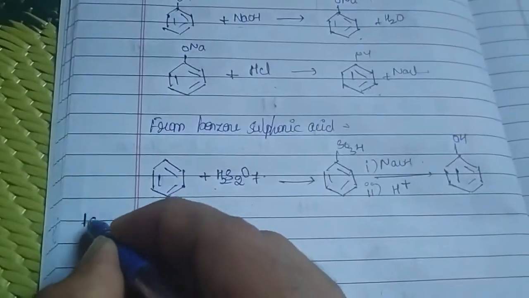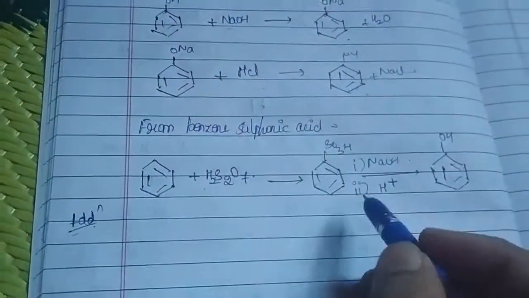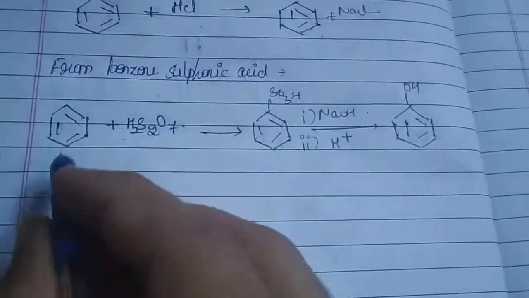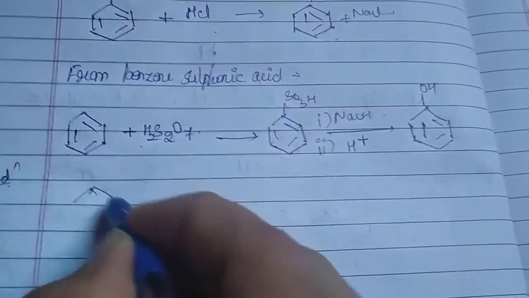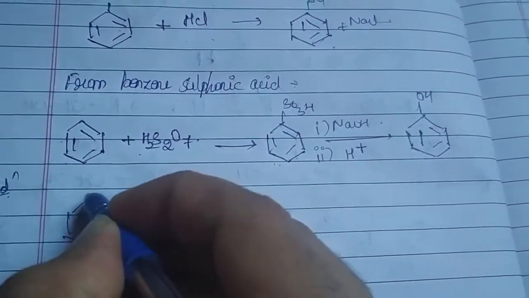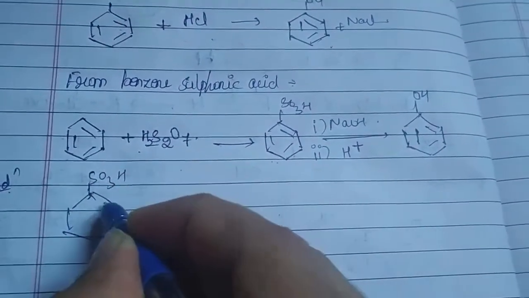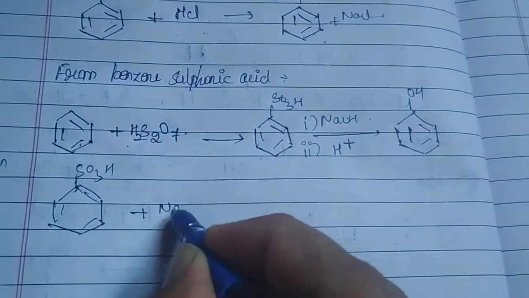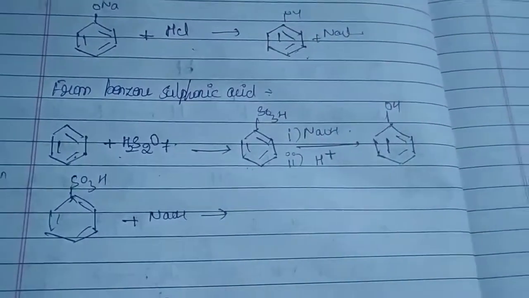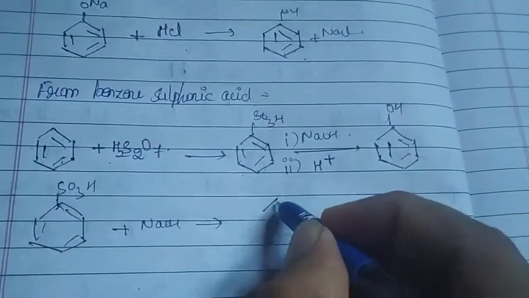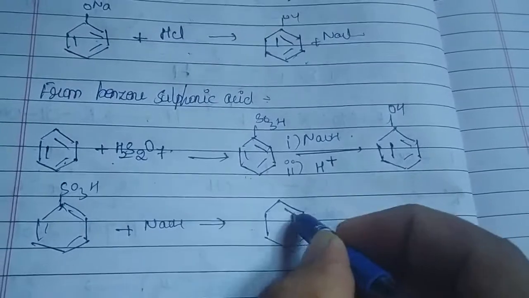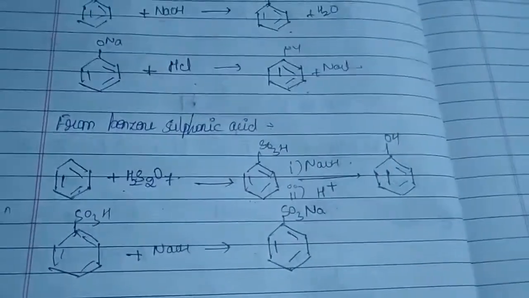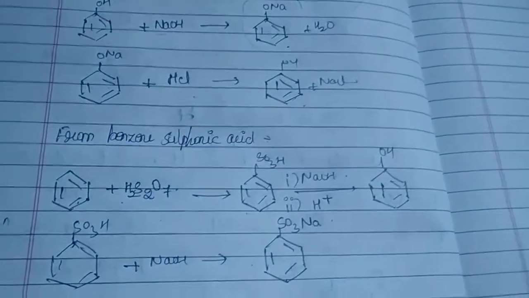But now let us see certain additional information. Why is it happening so? When you have obtained your benzene sulfonic acid by treating your benzene with oleum, it is first treated with NaOH. So what does it give is the important funda. First it gives us SO3Na, that is sodium benzene sulfonate.